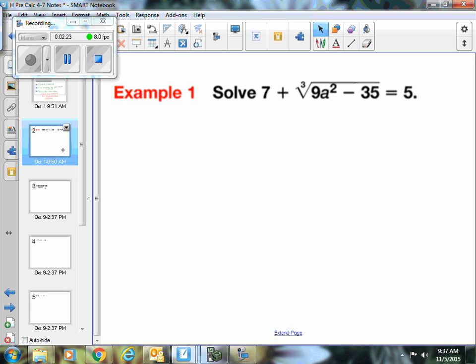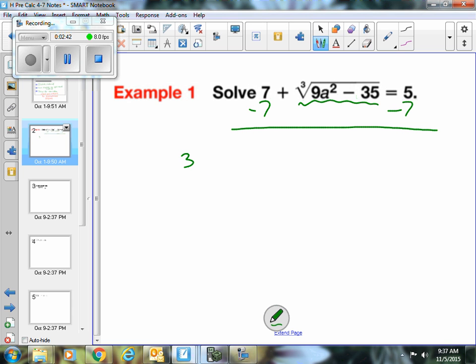Okay, so let's go through and solve a couple of them and talk through what can happen. We're going to stick our attention primarily to square roots and cube roots, but this same process works no matter what the root is. For a first one, I have a radical in my equation for sure, but it's not by itself. I have this 7 over here, so I'm going to need to move that over to the other side. So the cube root of 9a squared minus 35 would be equal to -2.